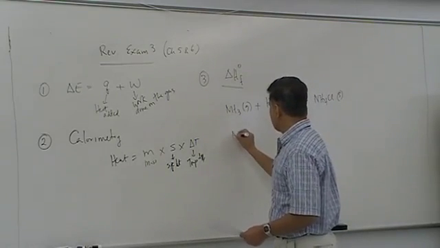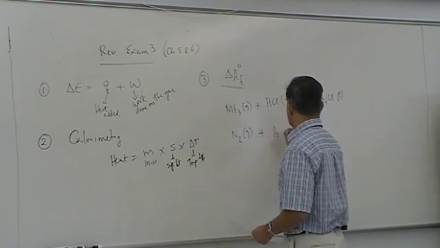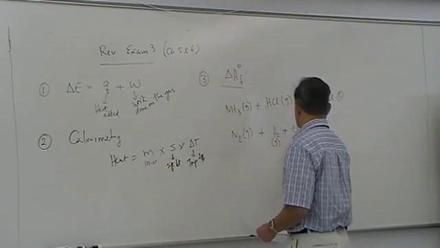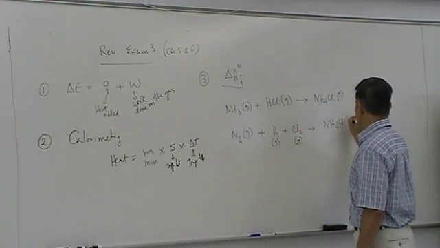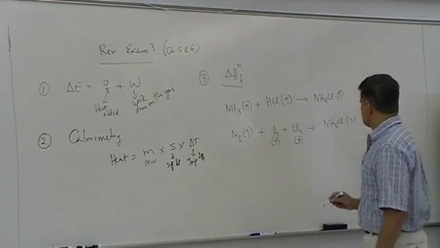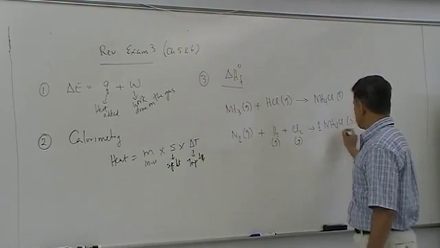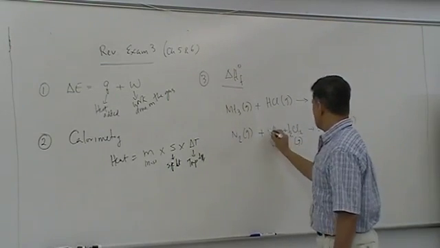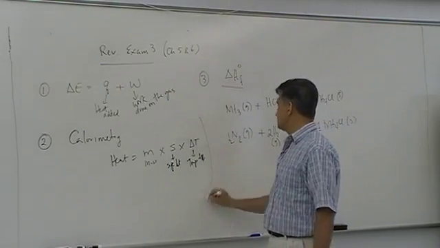Or I can have nitrogen plus hydrogen plus chlorine, these are gases, giving NH4Cl solid. I like to keep this one fixed, so not changing here. I must have half mole of N2, 2 moles of H2, and half mole of Cl2 to balance it.